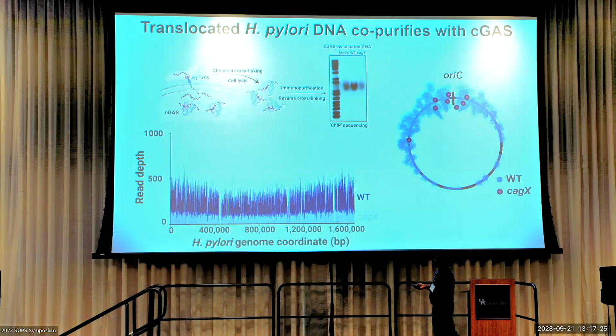So next, to provide direct evidence that Helicobacter pylori DNA is getting translocated into the human cells, we purified the cGAS protein complexes, purified the DNA that was co-precipitated with cGAS, and did the sequencing. When we looked at the enrichment of peaks specific to the Helicobacter pylori chromosome, we observed that the enriched peaks were specifically located around the oriC region of the chromosome.